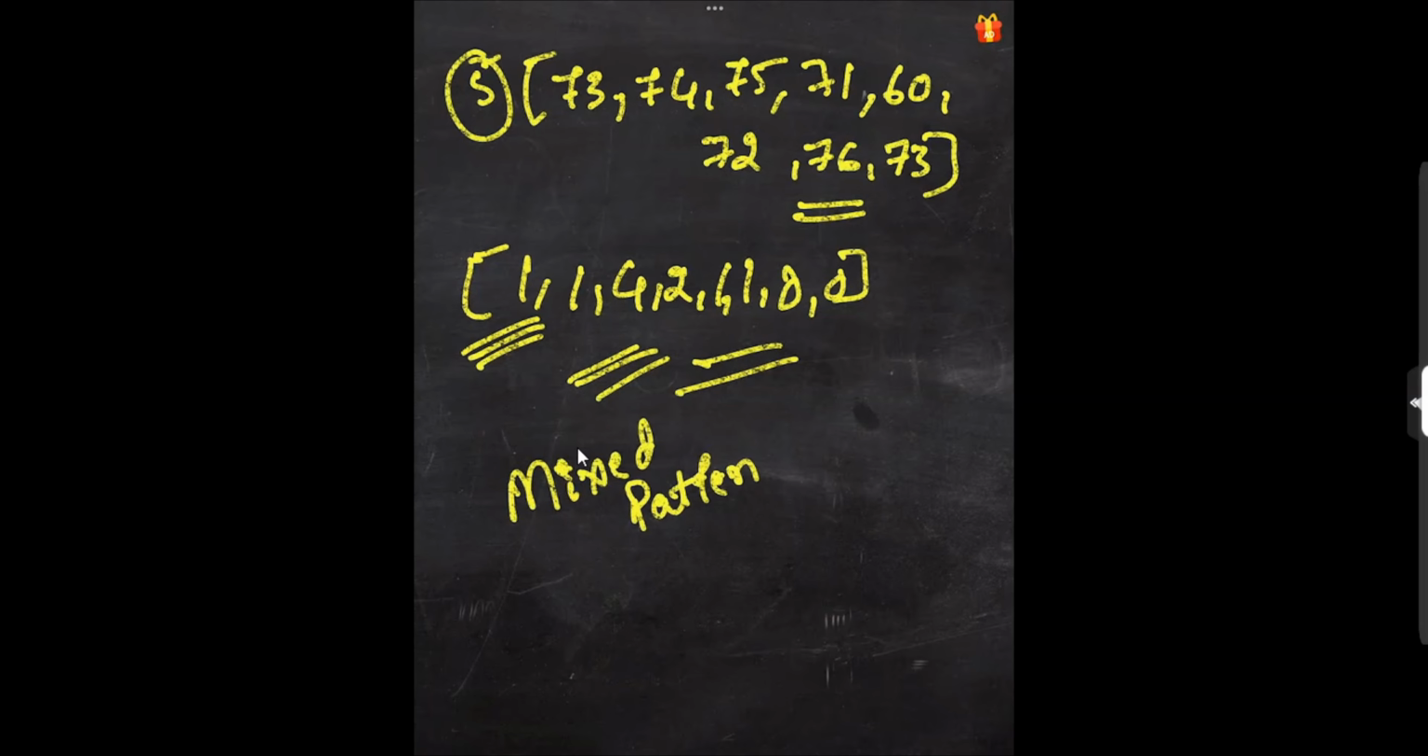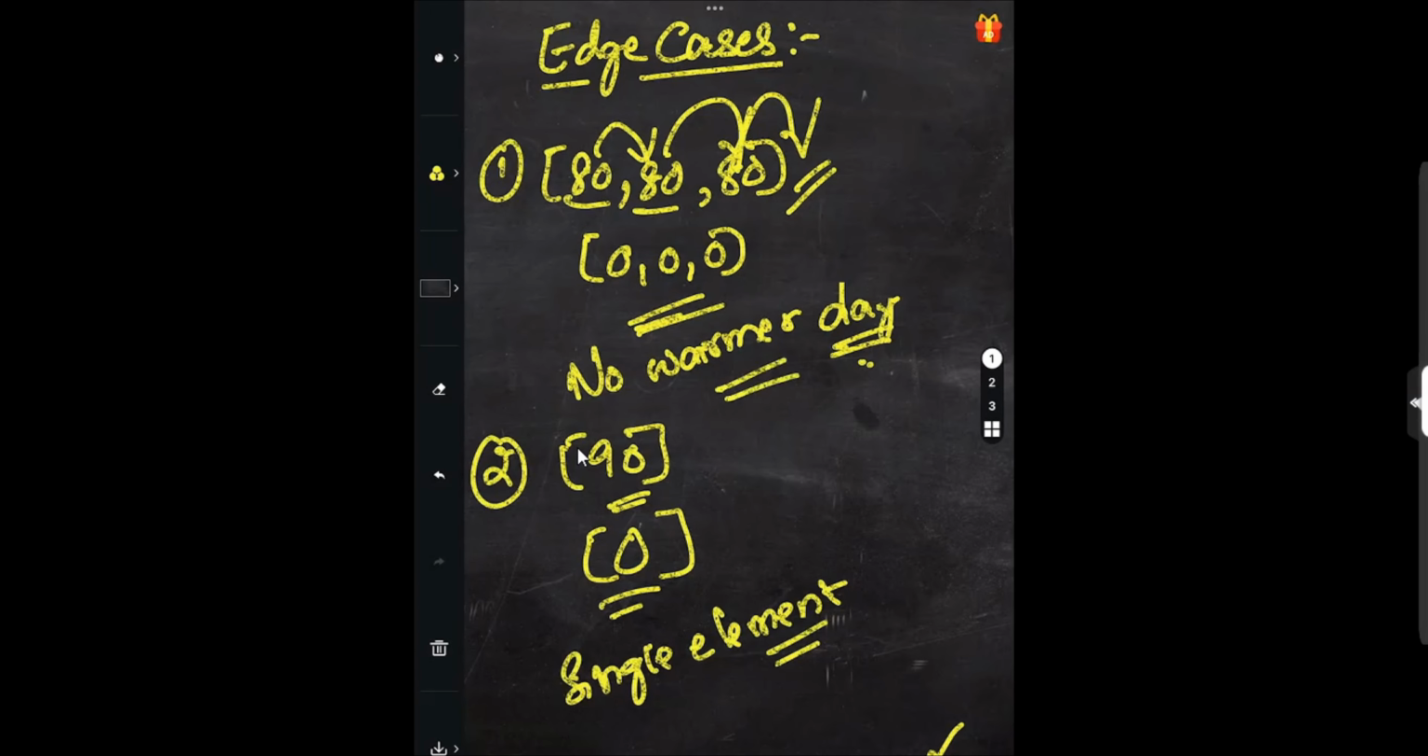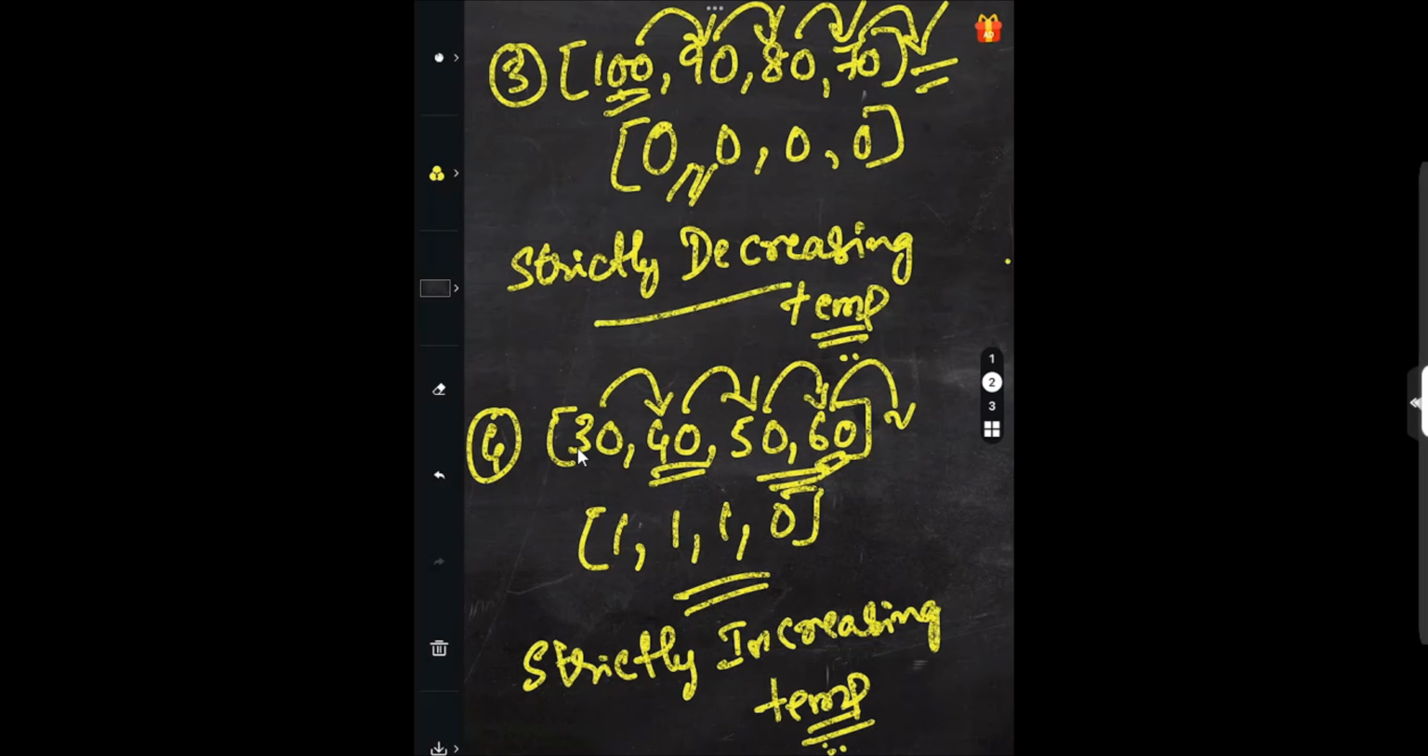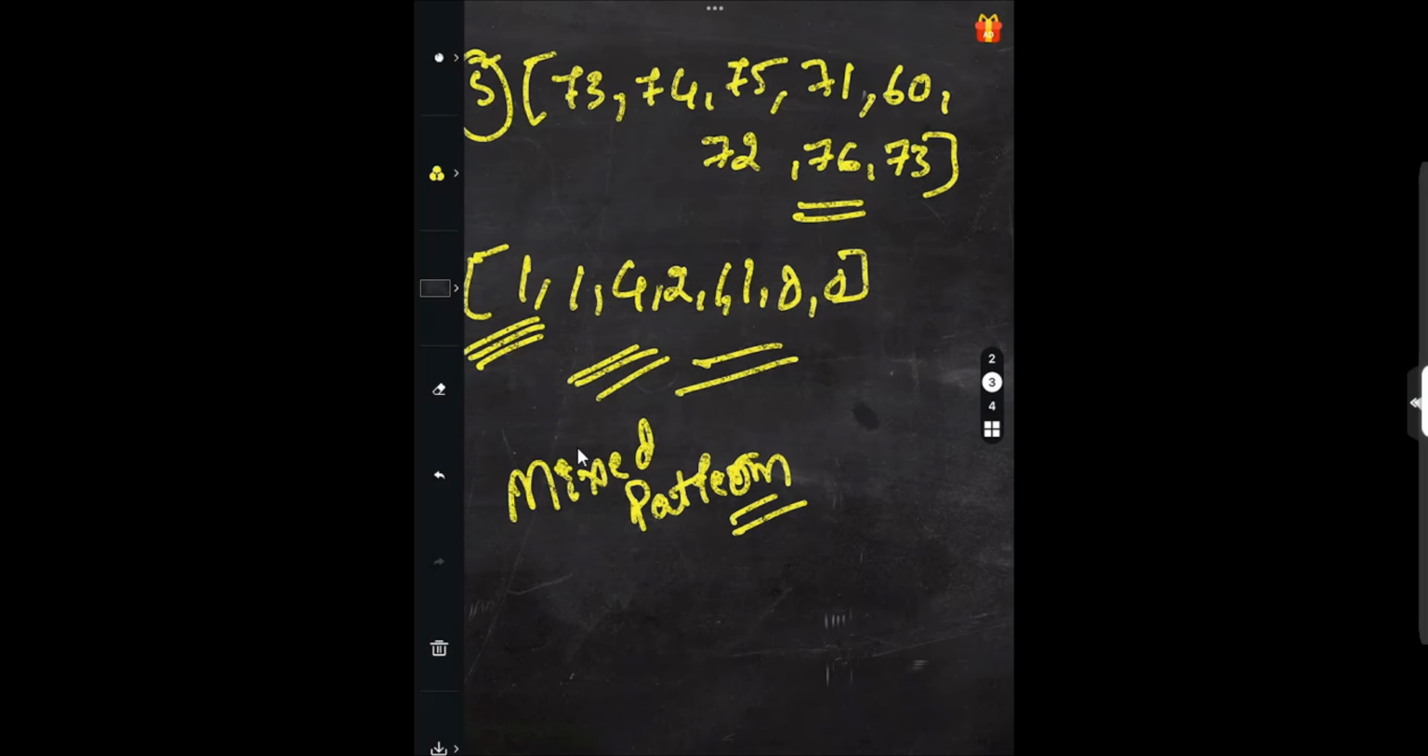Right? So the first edge case that we saw here is this one, no warmer day. Second one was for the single element. Third one was for the strictly decreasing temperature. Fourth one was for strictly increasing temperature. The final one is for the mixed pattern, right? So I hope all the edge cases are clear. Next, let's write the code. While writing the code, I'll explain the code itself, right?